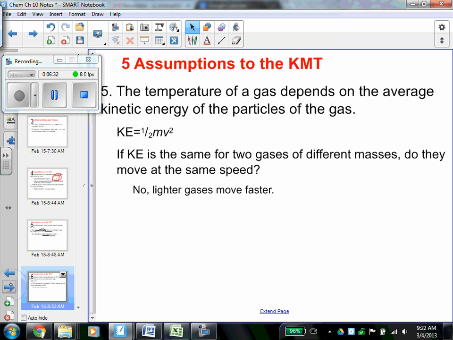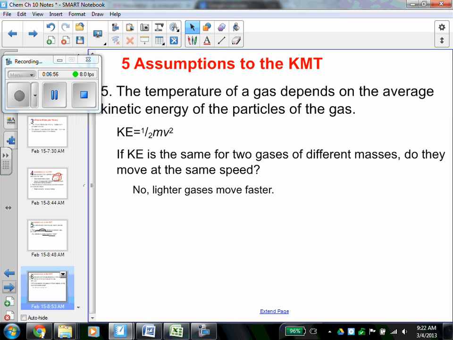Okay, next. The fifth assumption of the KMT is that the temperature of gases depends on the average kinetic energy of those gases. Temperature and kinetic energy go hand in hand. You can see that the kinetic energy is 1/2 mv squared. What this is telling us is that the kinetic energy, thus the temperature of the particle, is dependent upon how fast it's moving and its size.